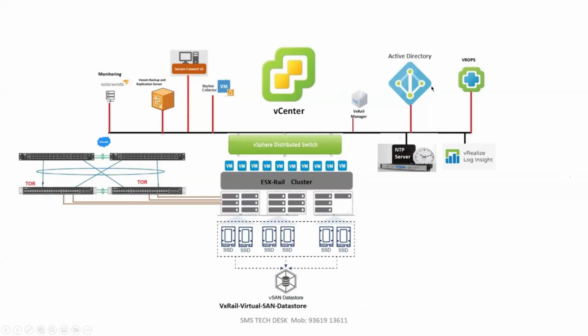Then if you want to monitor the environment, you can go for VROps along with SolarWinds. SolarWinds will be used for Linux, Windows monitoring, and here VROps can be used to monitor the complete vSphere environment. And Active Directory is for authentication. And we need an NTP server for the complete environment. And also vRealize Log Insight, the centralized log server. Okay, so when the architect is involved in design, he needs to consider all these stuffs.